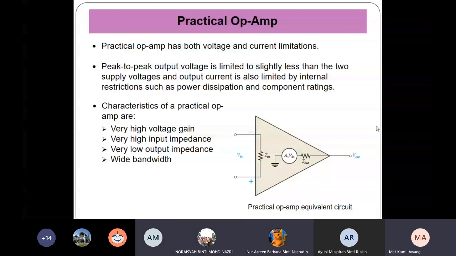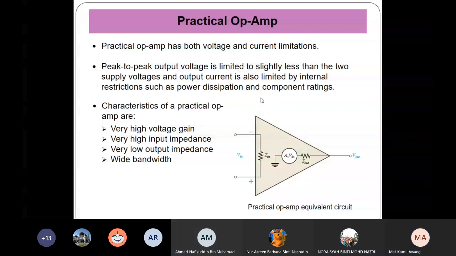What is the difference compared to the ideal one? Ideal is basically exactly 20, the two supply voltages. Why is this one slightly less?